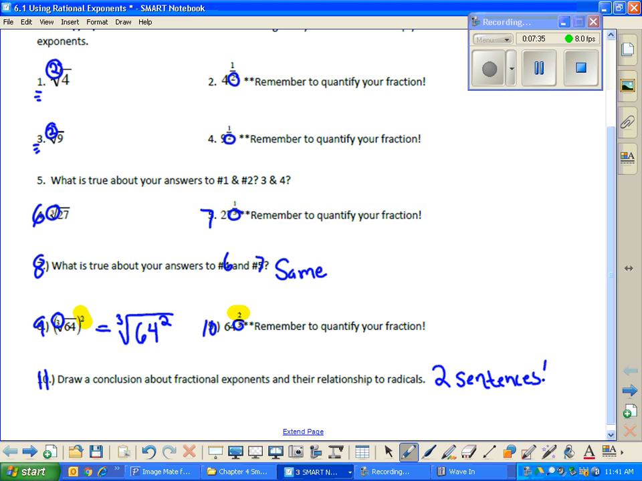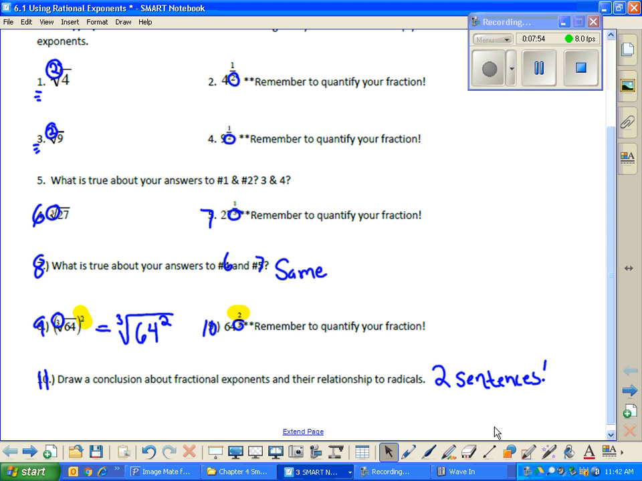Everybody have their 2 sentences for question 11? You sure do? Anybody need any repeats? I can put it on a notebook quiz. Right, got there 2? Go ahead. Yes. I'm going to check it for accuracy. Like, do you want to run it past me? Are you worried about it? No, you're good? Okay.